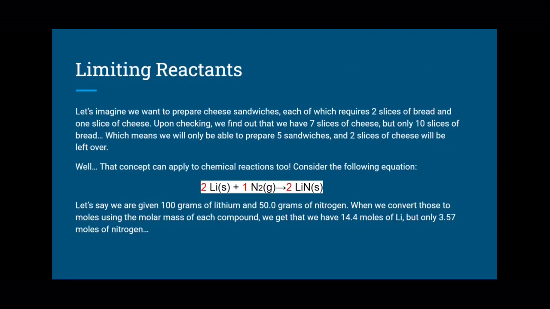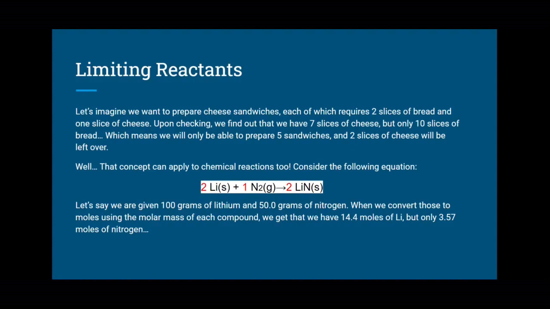So now that we have already solved an exercise involving stoichiometry, we will introduce a new concept, limiting reactants. We will use the following analogy. We want to prepare cheese sandwiches, each of which requires 2 slices of bread and 1 slice of cheese. Upon checking, we find out that we only have 7 slices of cheese, but also only 10 slices of bread, which means we will only be able to prepare 5 sandwiches and 2 slices of cheese will be left over.